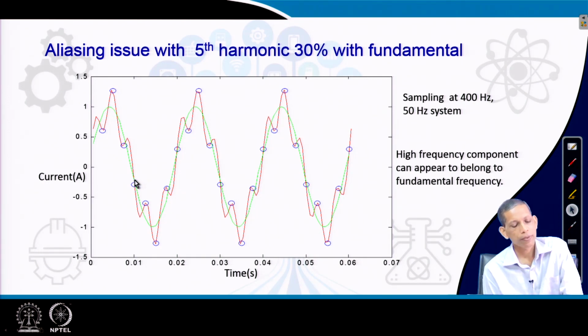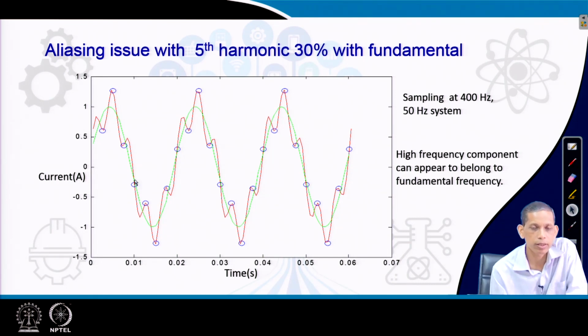So, the corresponding computation process will be considered affected by those erroneous samples, and that is the aliasing issue with higher sampling, due to high frequency components available in the system.